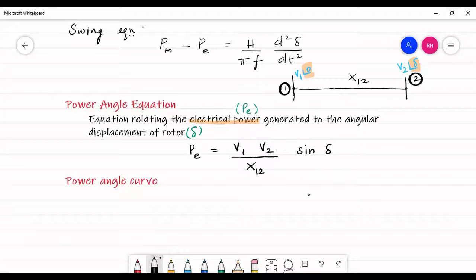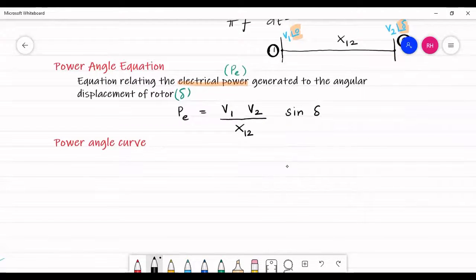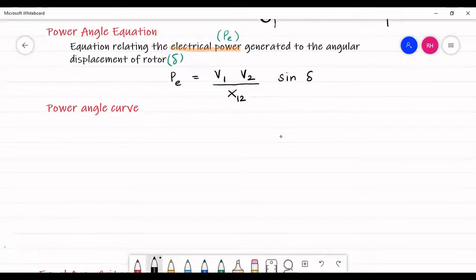Now, having this relationship as a basis, we are going to draw the curve. Here we have seen Pe is equal to some constant into sine delta. This constant value is the maximum power that could be transmitted through the transmission line, and you also call that maximum power the steady state stability limit. So it is written as Pmax sine delta.